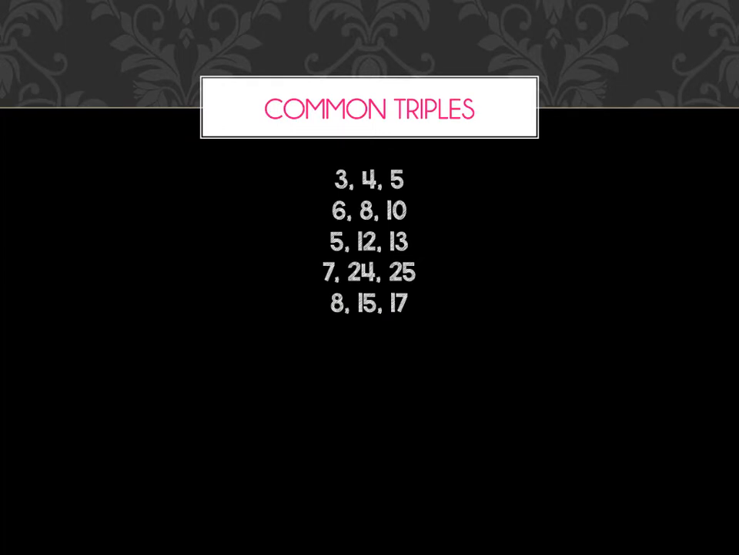These are common triples. So a triple, by definition, is the lengths of the sides that work for a squared plus b squared equals c squared, and that are all whole numbers. So no square roots, no decimals, no fractions. These are the most common ones, and so you'll see these a lot in standardized tests. They're great to know to help you with time.